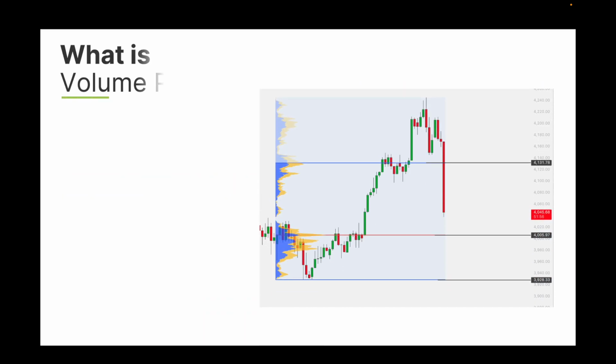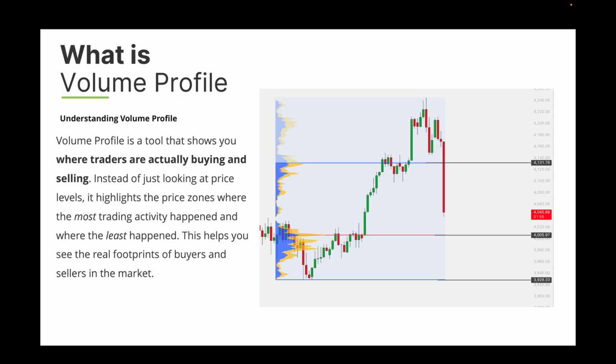So the first thing we need to talk about is what is volume profile? How do we understand what volume profile means? Now, volume profile is a tool that shows you where traders are actually buying and selling. Instead of just looking at price levels, it highlights price zones where most trading activity happens and where it least happens. It helps you see the raw footprints of buyers and sellers in the market.